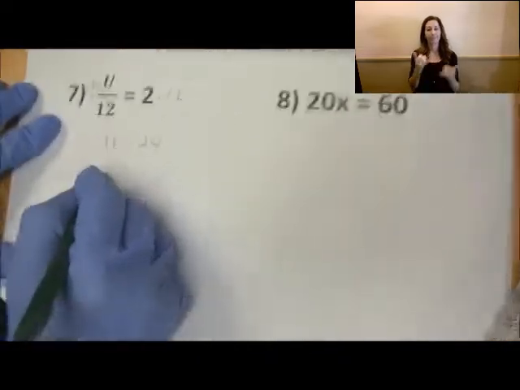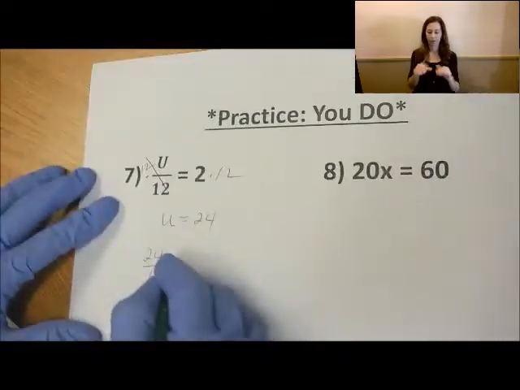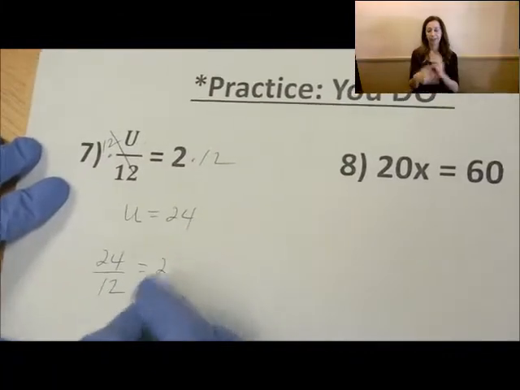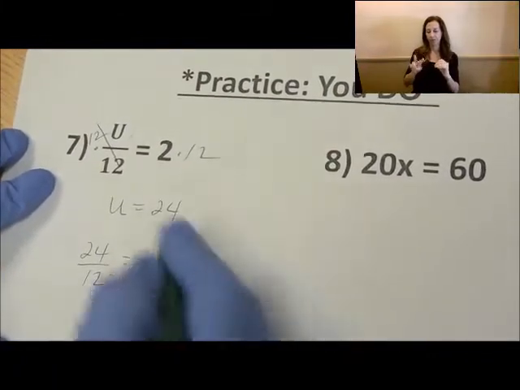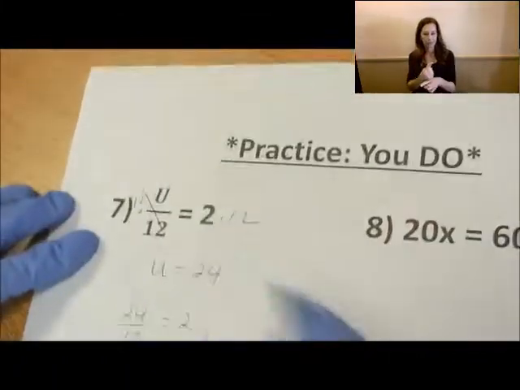Let's substitute. 24 divided by 12 equals 2. 2 equals 2. We know this is correct. Circle your answer.